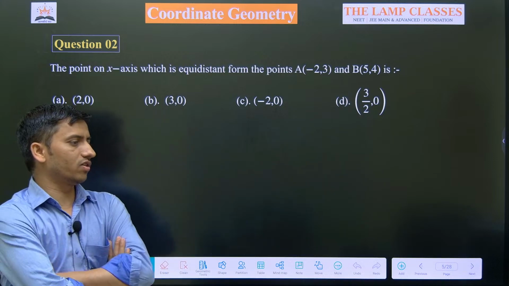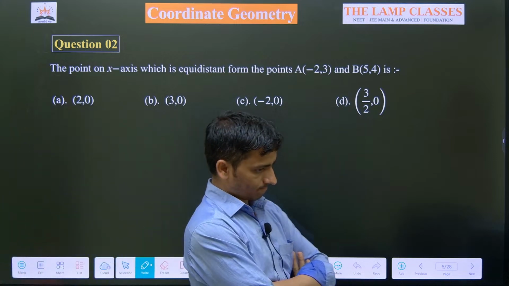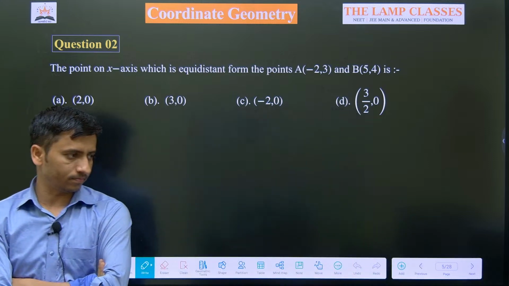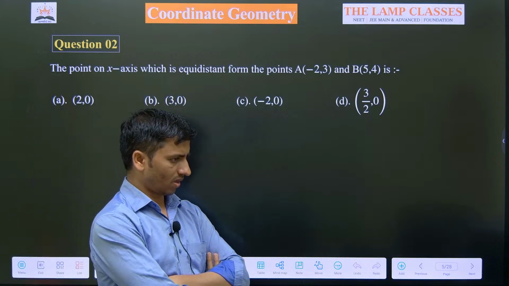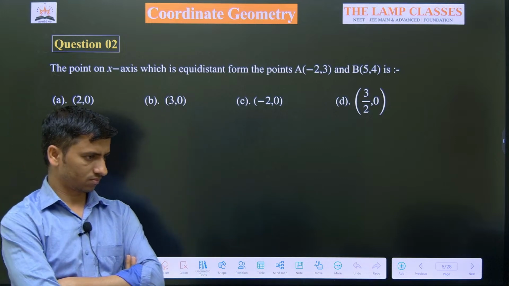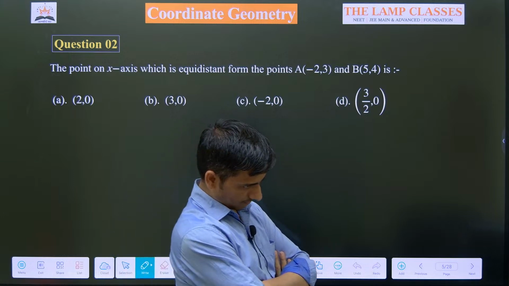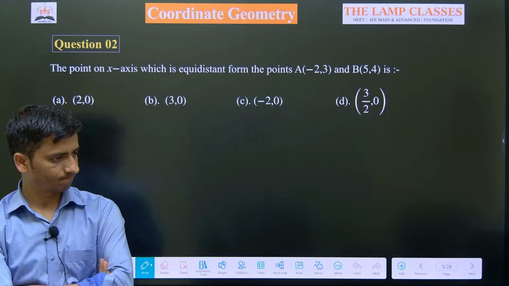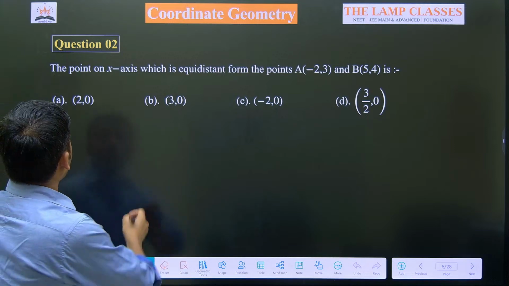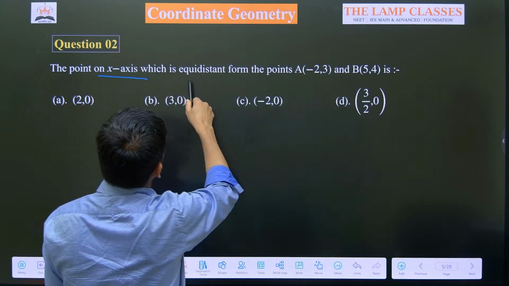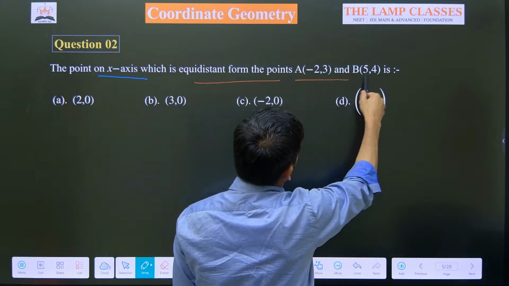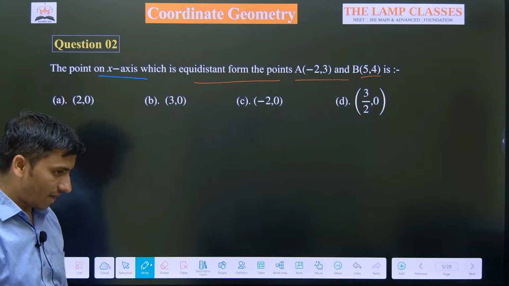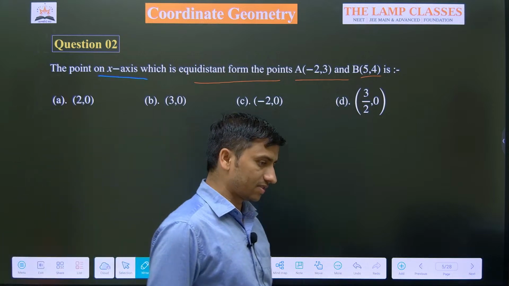Please solve it and send your answer in the chat box. Involve yourself in solving the problem. The point on the x-axis which is equidistant from these 2 points. Shall we use the midpoint formula or something else?